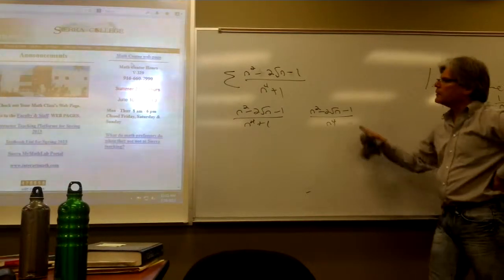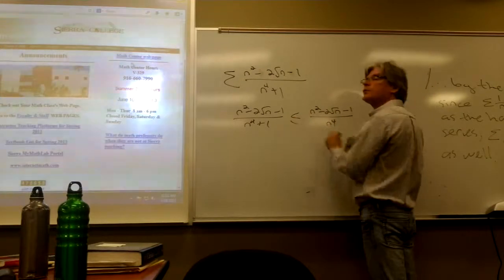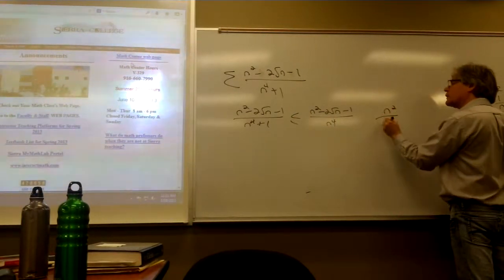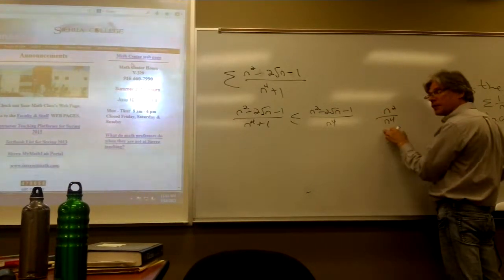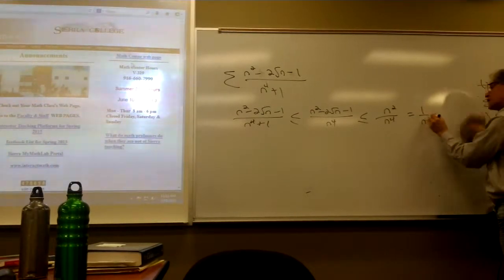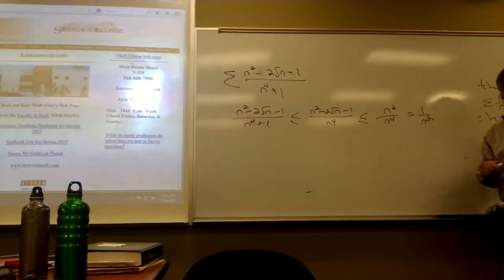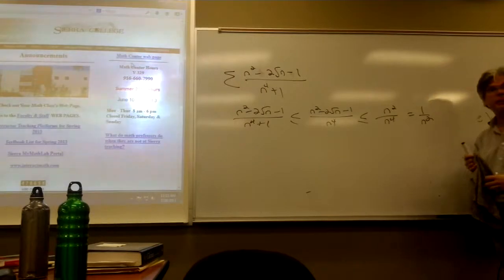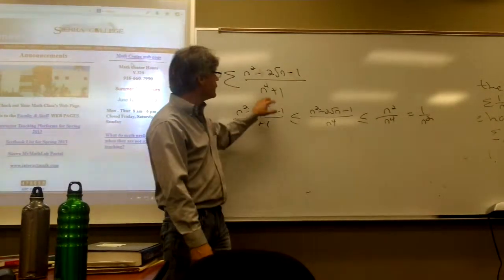But wait a minute. These numerators are the same, but this denominator is larger than that one, which means this fraction is going to be smaller than this one. However, I think in comparing to n squared over n to the 4th, this numerator is smaller than this one, but the denominator is the same, so here's a direction of inequality. But this reduces down to 1 over n squared. Therefore, my nth term is less than or equal to the nth term of another series that converges as a p series with p equals 2, which is bigger than 1. Therefore, by the comparison test, I guess my series converges as well.